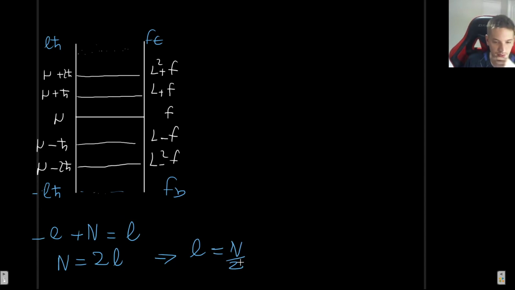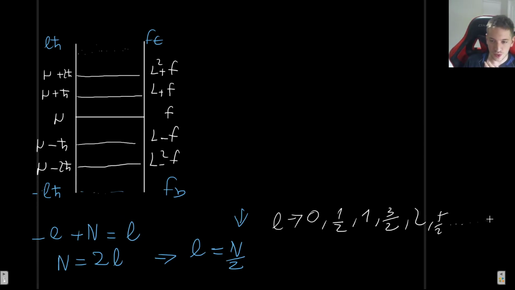And why is this interesting? This is interesting because n is an integer, any integer. So this means that L right here is going to be, what are its values? It can be 0 because there could be 0 steps. It can be 1/2 because there could be 1 step. It could be 1 if there are 2 steps. It could be 3/2 if there are 3 steps. It can be 2, it can be 5/2, and so on. So it basically can be any half integer or integer. So those are the allowed values for L.